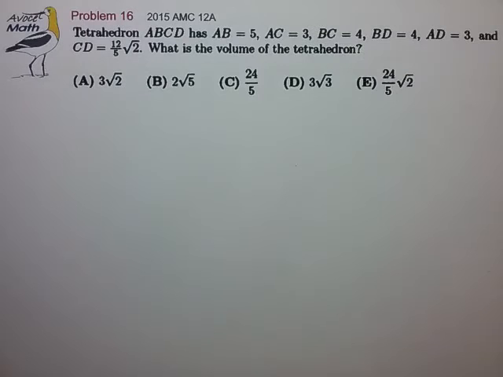Oh boy. So in general, finding the volume of a random arbitrary tetrahedron is quite difficult. So our main strategy here is to look for some symmetry or some simplification to make this tetrahedron easier than a random arbitrary tetrahedron.